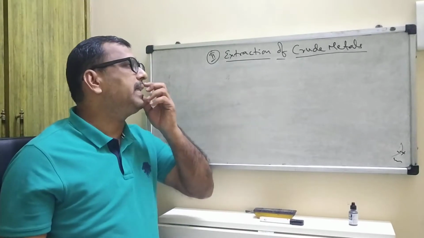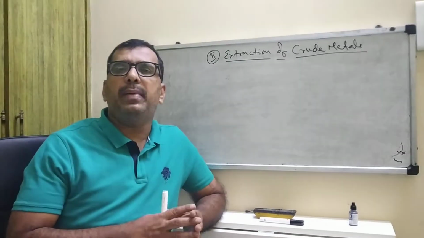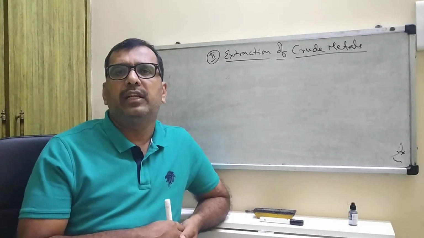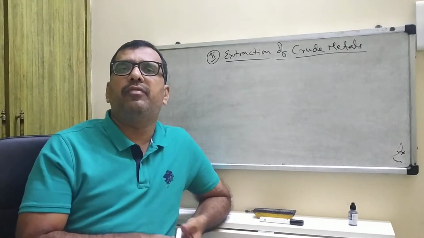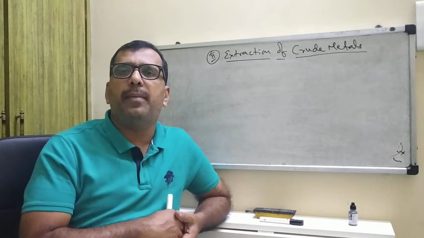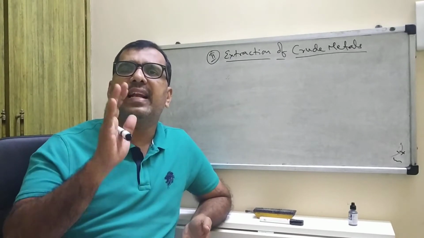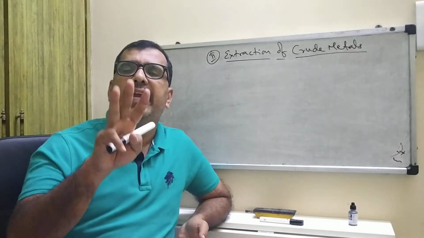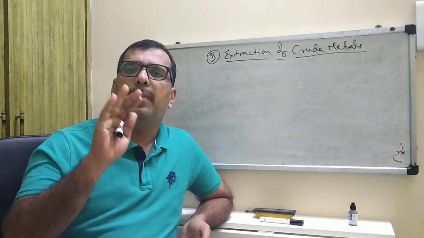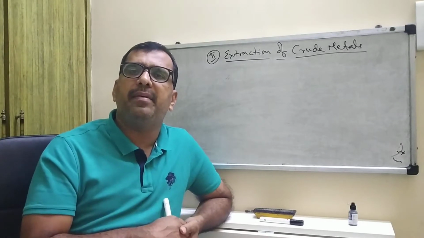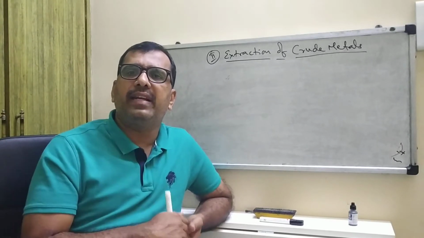Now we are in extraction of crude metals. Second methodology: how you are going to extract the metals. So before that, we classified the metals based on their respective activity into 3 types: one is highly reactive metals, next moderate reactivity metals, and low reactivity metals.